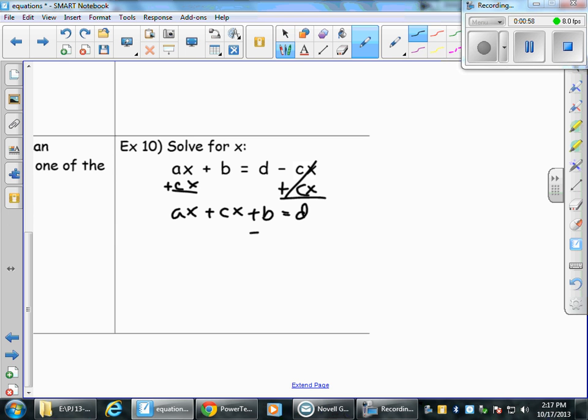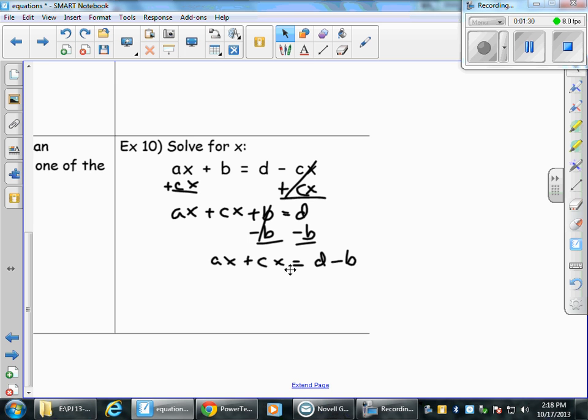And next I'd want to move this b over to the right side, and I could accomplish that by subtracting it. So that's going to leave us with ax plus cx is equal to d minus b. So from this point, we're actually going to have to use a strategy that we're somewhat unfamiliar with, the idea of undistributing or factoring. If we look at this expression, we see that both terms on the left-hand side have an x.